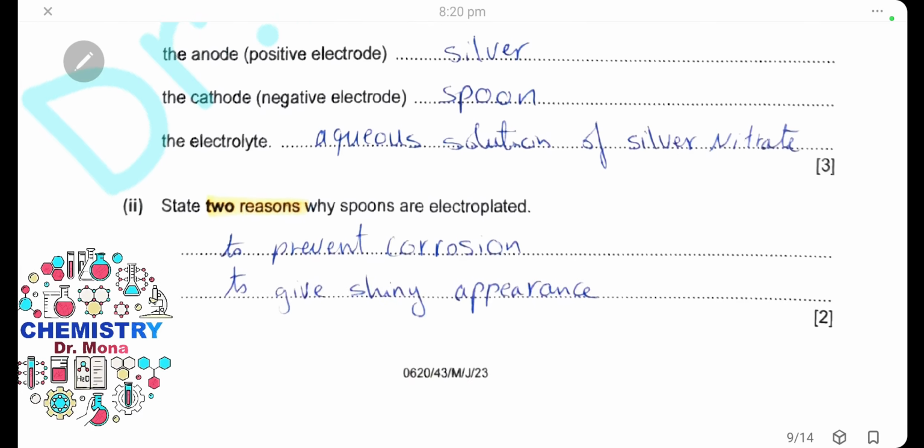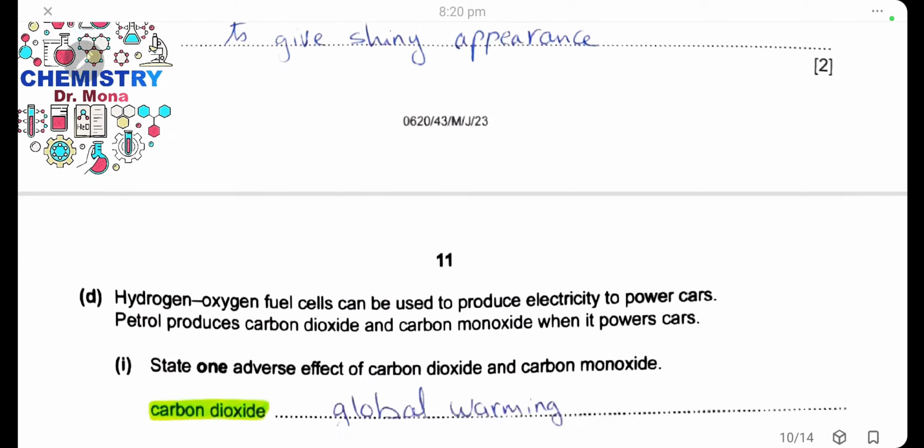State 2 reasons why the spoons are electroplated. We can electroplate the spoon with silver to prevent corrosion, or to give a shiny appearance, or improve the appearance of the spoon.